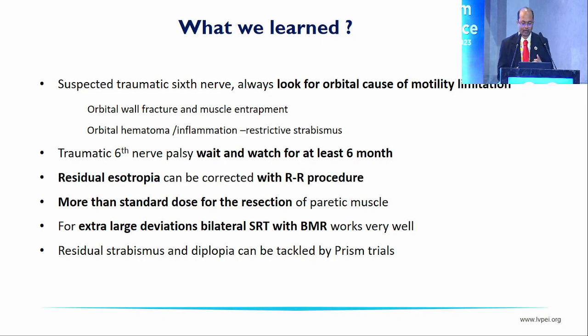So in suspected traumatic sixth nerve palsy, always look for an orbital cause of motility limitation. Look for orbital wall fracture, muscle entrapment, and surrounding orbital hematoma.